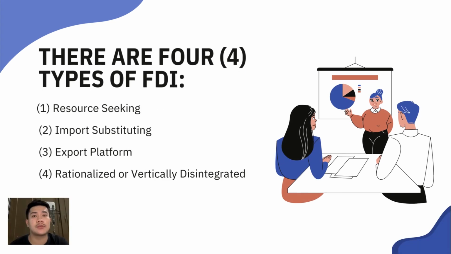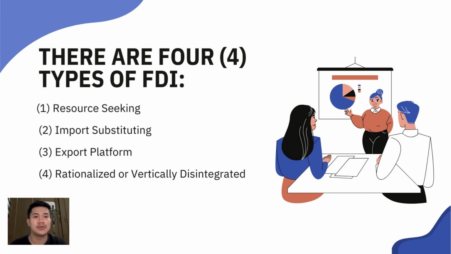There are four types of FDI. Number 1, resource seeking. Number 2, import substituting. Number 3, export platform. Number 4, rationalized or vertically integrated. Resource seeking involves seeking access to cheap raw materials, labor, and infrastructure, enhancing competitiveness, and achieving lower production costs.